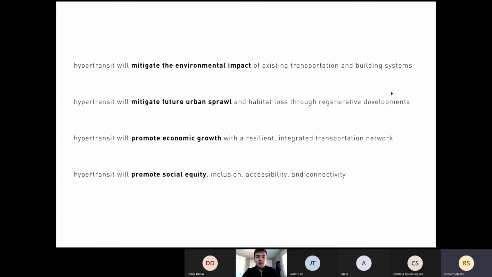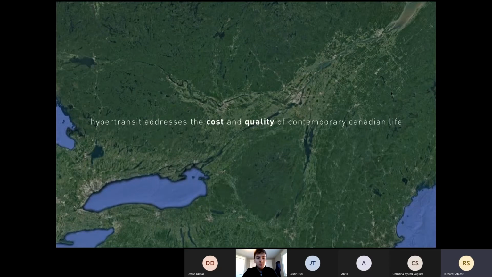HyperTransit will mitigate the environmental impact of existing transportation and building systems. HyperTransit will mitigate future urban sprawl and habitat loss through regenerative developments. HyperTransit will promote economic growth with a resilient integrated transportation network. HyperTransit will promote social equity, inclusion, accessibility, and connectivity. HyperTransit addresses the cost and quality of contemporary Canadian life.